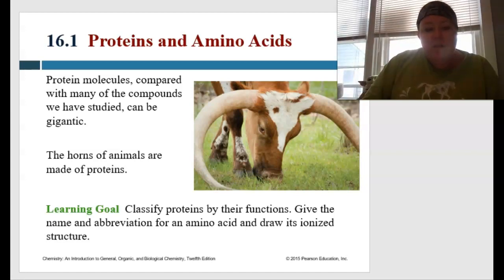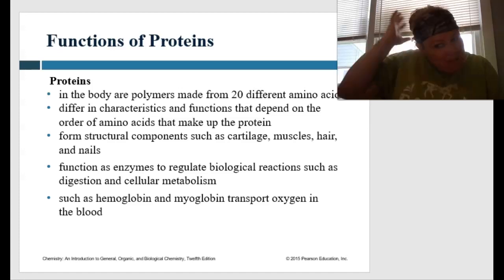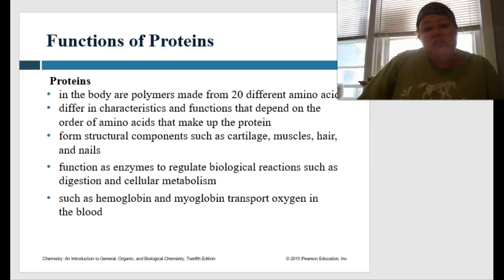Okay, so we are going to learn how to classify proteins by their functions, give the name and abbreviation for an amino acid, and draw its ionized structure. Proteins in the body are polymers that are made from 20 different amino acids. They differ in characteristics and functions, and that depends on the order of the amino acids that make up the protein. They form structural components such as cartilage, muscles, hair, and nails. They function as enzymes to regulate biological reactions, as in digestion and cellular metabolism, as well as hemoglobin and myoglobin. They're functional, right? They're transporting and storing oxygen in the blood.